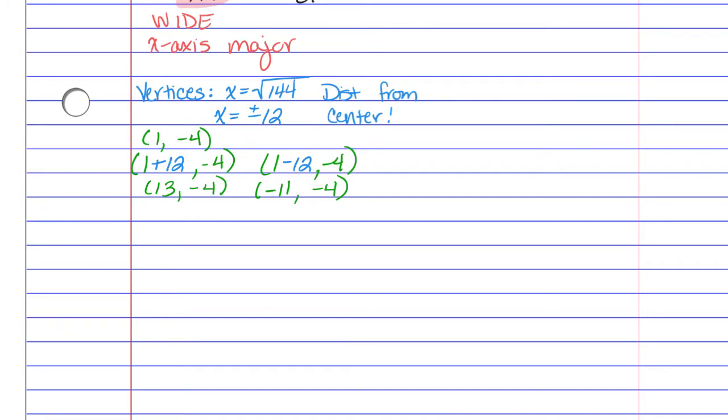I'm going to do the same for my vertical vertices, my y values. So my y is going to be the square root of 81, which gives me an up and down movement of 9, so +9 and -9. I'm still going to use the center, because remember this is the distance from the center. And I'm going to take my y value and move up 9 units. And I'm going to take my y value and move down 9 units. So I have vertices at 1, 5, and 1, -13.